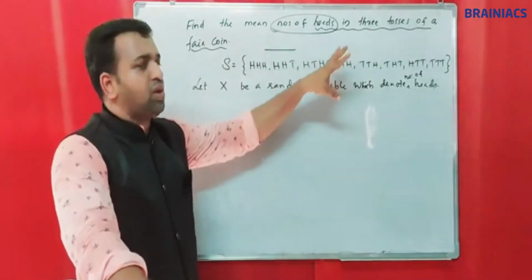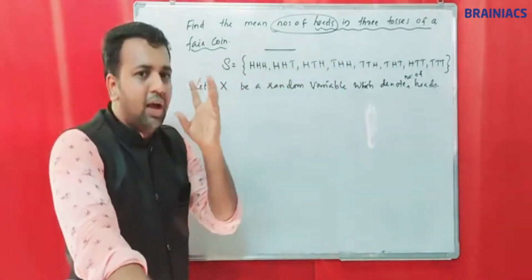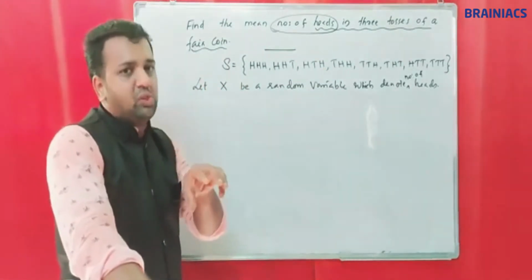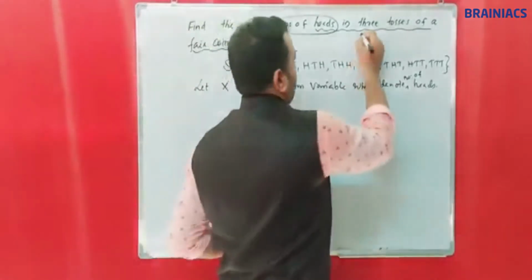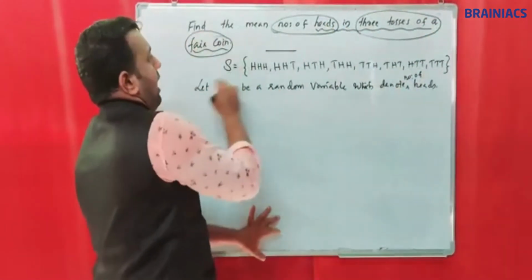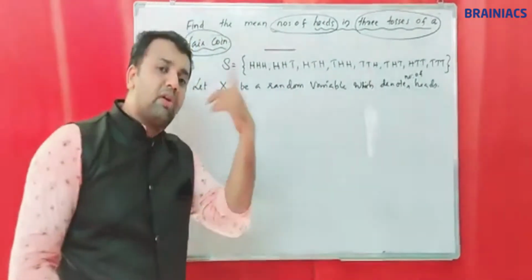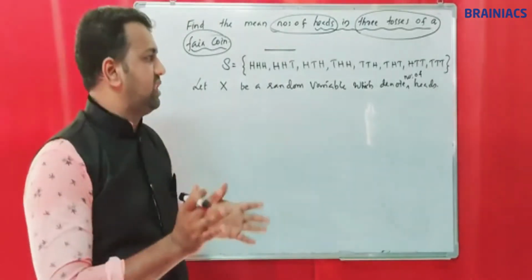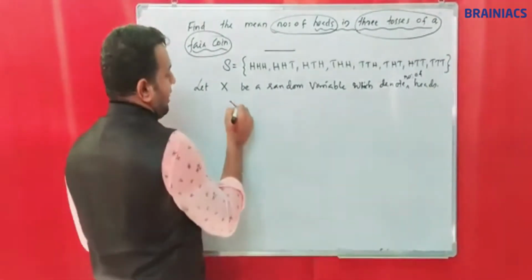3 tosses of a coin is the experiment, and we have to find out the number of heads. So X is a random variable which denotes the number of heads. So X can take values.